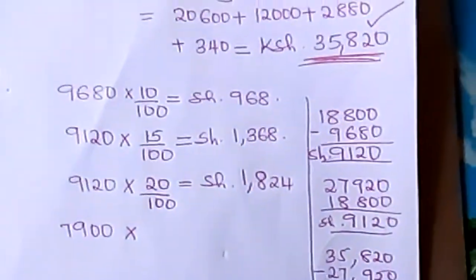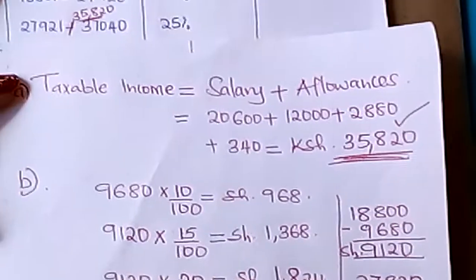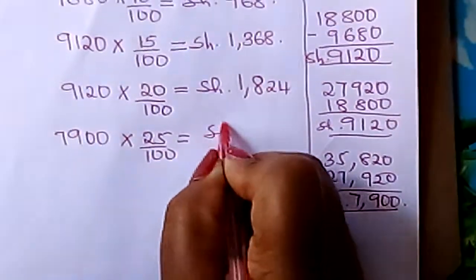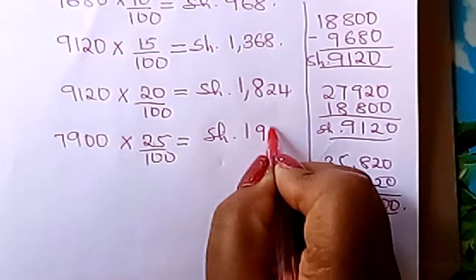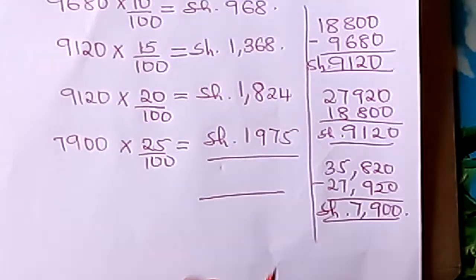What rate is this? 25%. Look at that. It is taxed at the rate of 25%. You work that out and you should get 1,975, learner. And we are through with that.